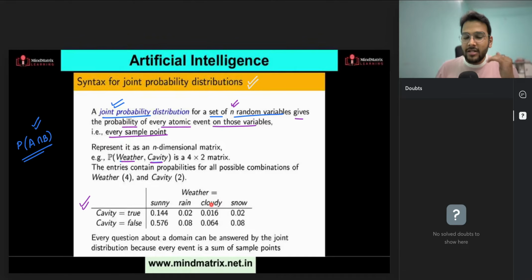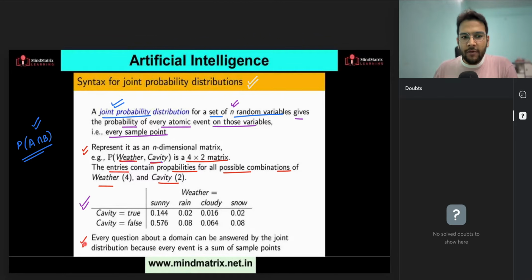You will understand in some time why I'm talking about this joint probability distribution, how we are going to use it in predicting uncertainty, and in the upcoming lectures also. Let's proceed further. Let's consider this example only. It is an n-dimensional matrix. Weather has four possible values, cavity has two possible values, so the matrix is going to be 4 by 2. That means the table size would be 4 into 2, so a total of 8 values will be there in this matrix. The entries contain probabilities for all possible combinations.